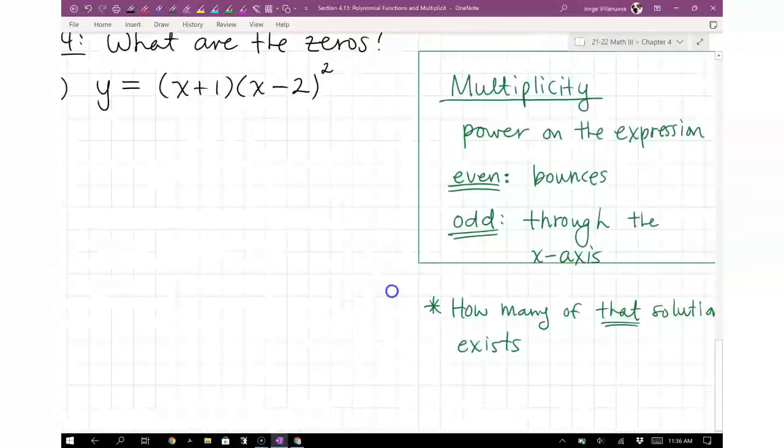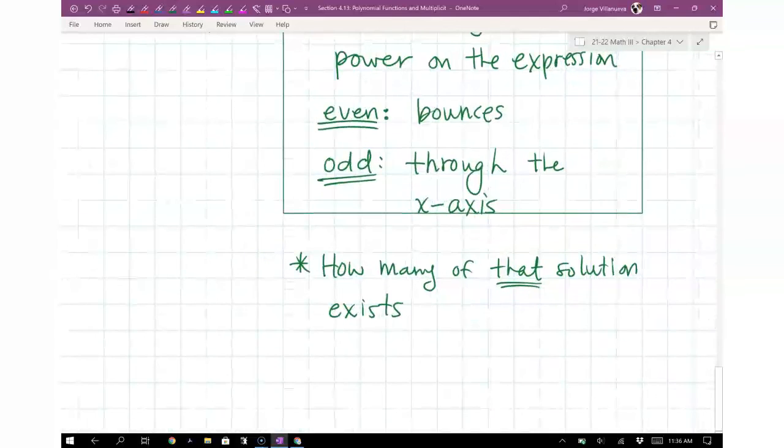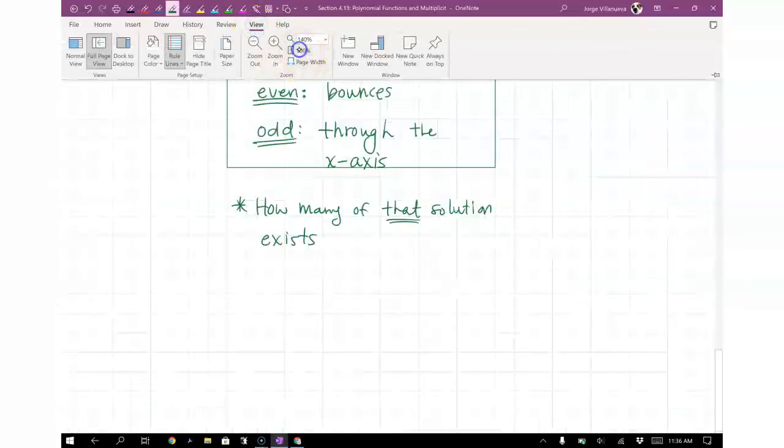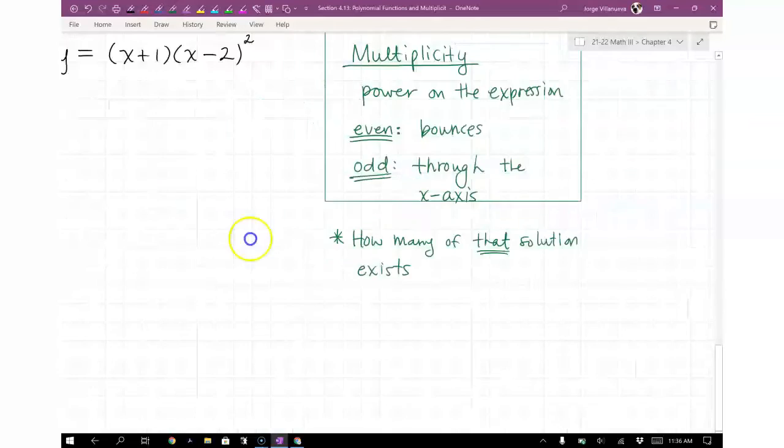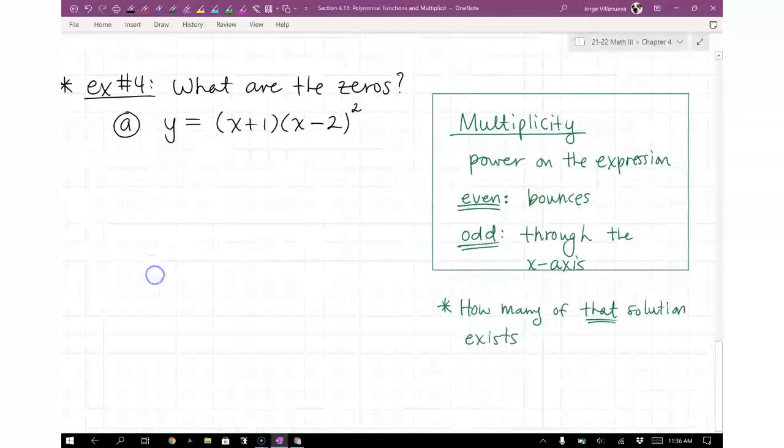So how many of that solution exists? In other words, right now you'll see what I'm talking about when we solve this problem that we have to do. Just curious. So let's go ahead and do this example really quick, so you can see that's not much different from what you're already doing. Okay, so don't get worried like, oh no, a whole new thing. It's the same thing, guys.